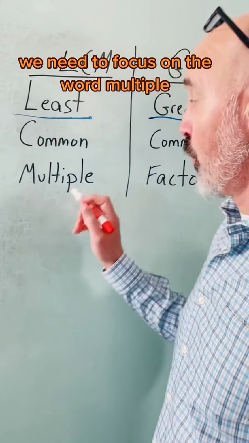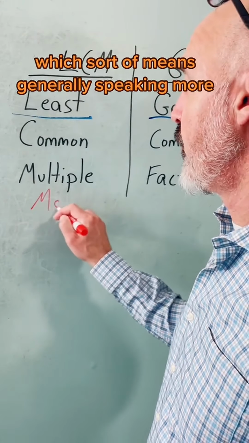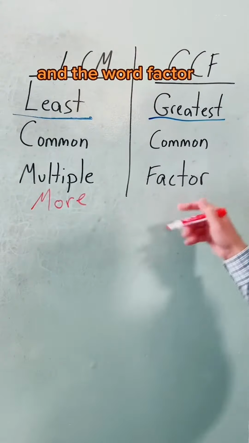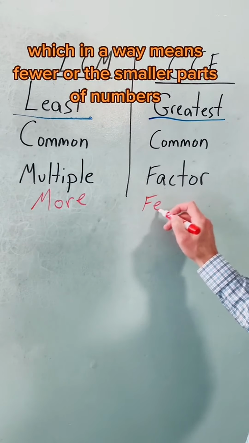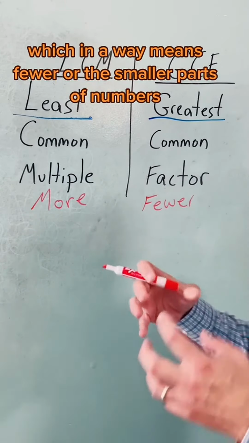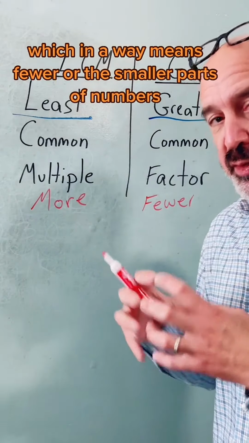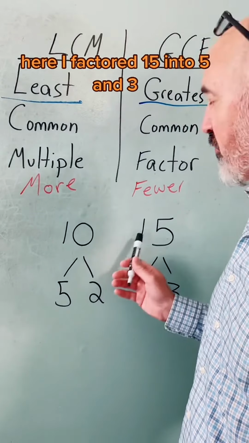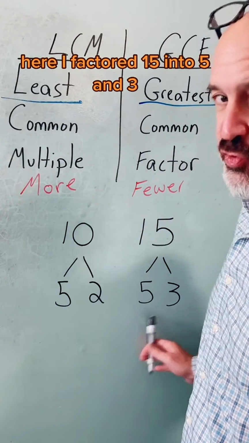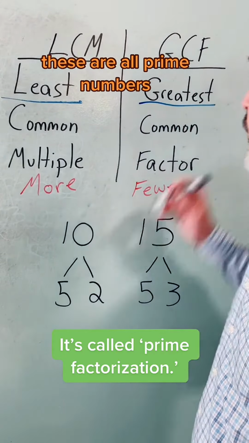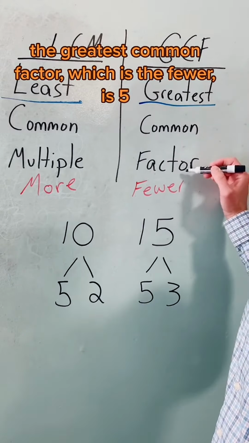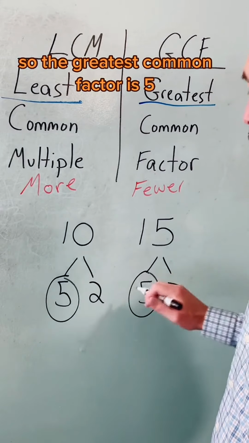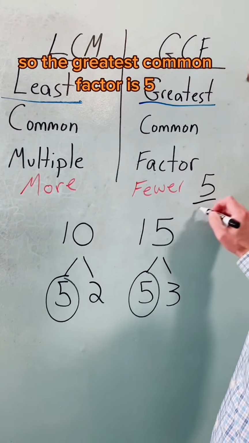We need to focus on the word multiple, which sort of means, generally speaking, more, and the word factor, which in a way means fewer, or the smaller parts of numbers. Here I factored 10 into 5 and 2. Here I factored 15 into 5 and 3. These are all prime numbers. The greatest common factor, which is the fewer, is 5. So the greatest common factor is 5.